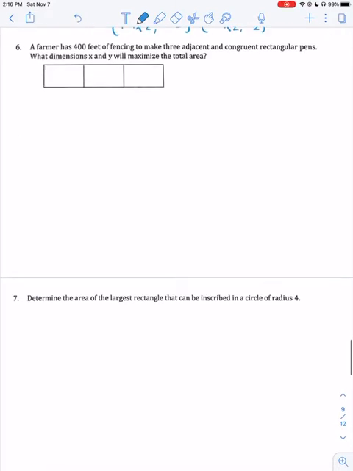Okay, let's try another one. A farmer has 400 feet of fencing to make 3 adjacent and congruent rectangular pens. And so here you have a little drawing already. What dimensions, x and y, will maximize the total area? Okay, so we're already given the dimensions, x and y. So if this is my x, this is going to be my y. And the goal is to maximize the area, and the area is going to be x times y.